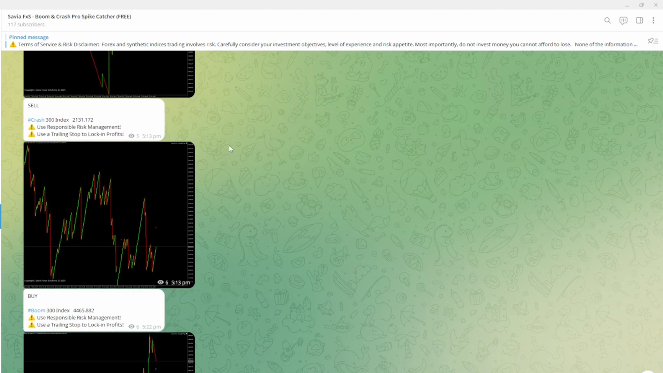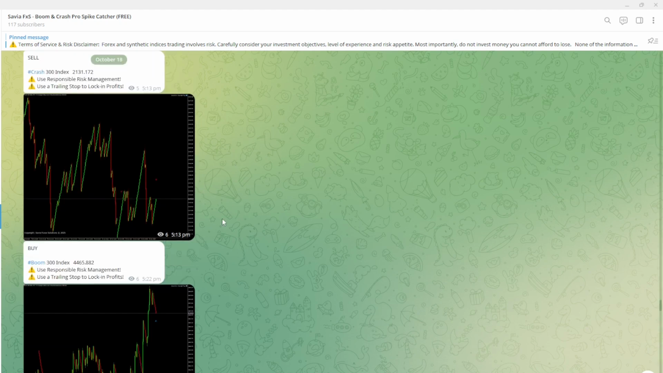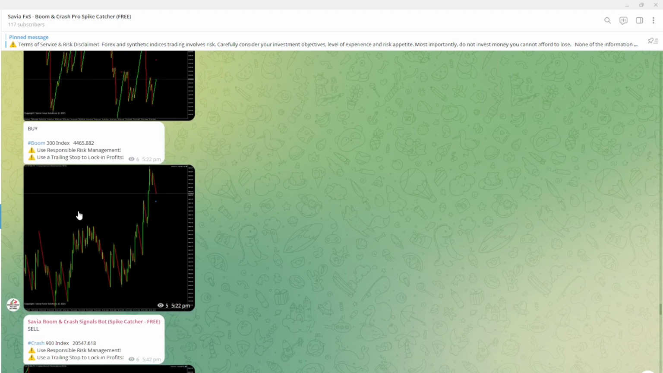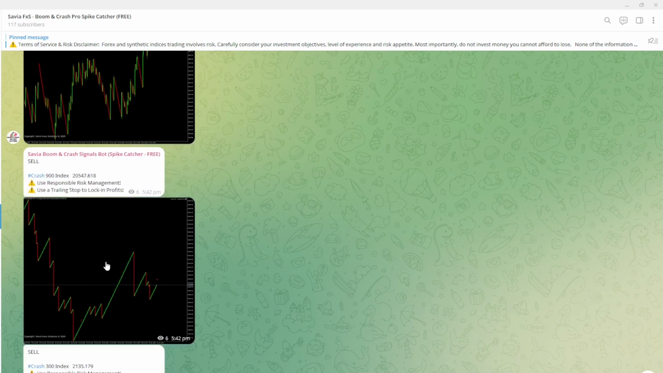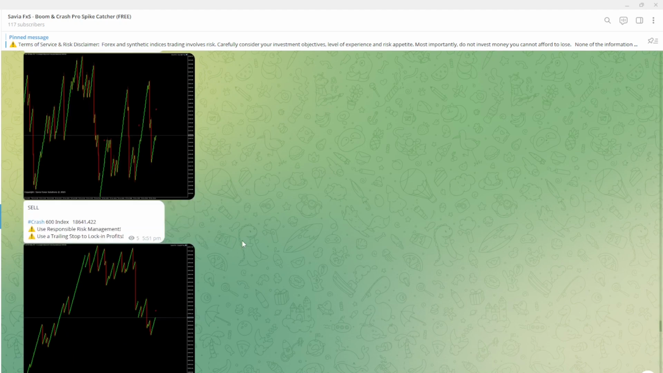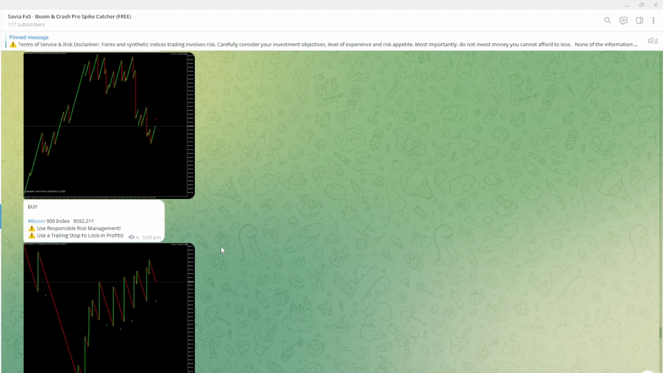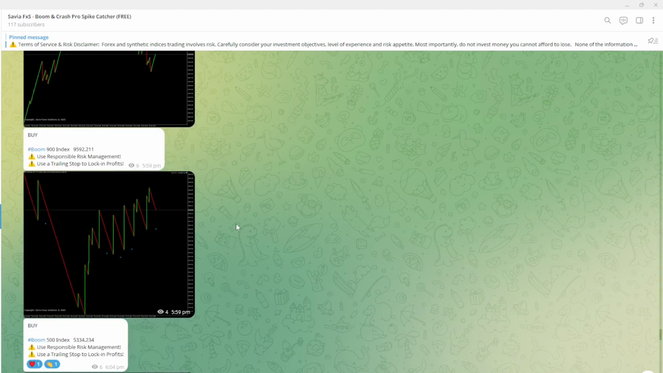So as we can see here, scrolling down, we continue to get multiple more signals. Crash 300. Another signal there along with accompanying screenshot of the chart. Another signal here, buy boom 300. More signals here, some for now crash 900. More signals here, crash 300, as we can see here. So yeah, just to give you an idea essentially of how powerful these signals are. And for now, we're only focusing on the boom and crash spike catcher group. I'll show you the others next.